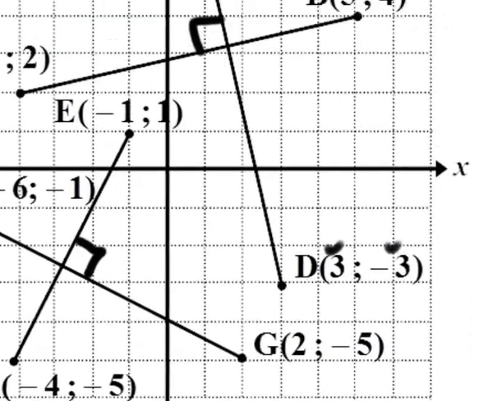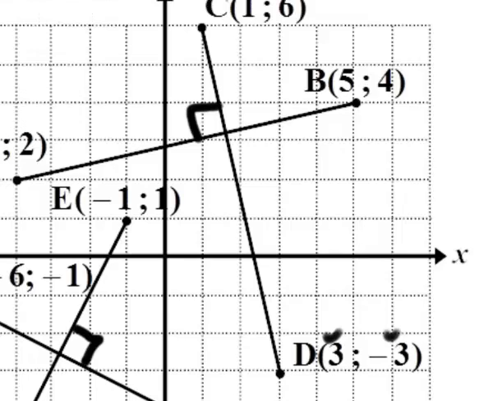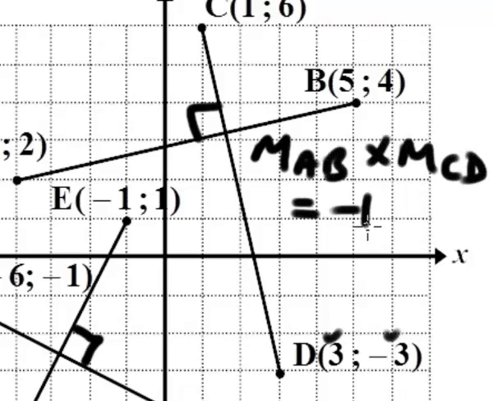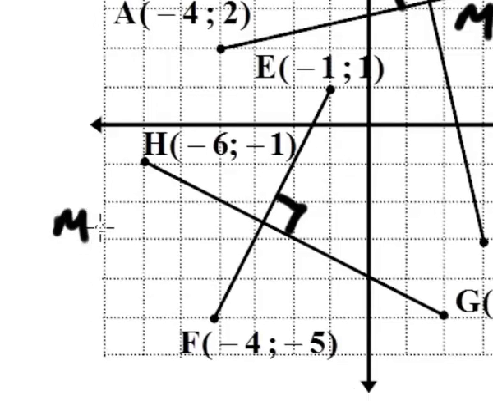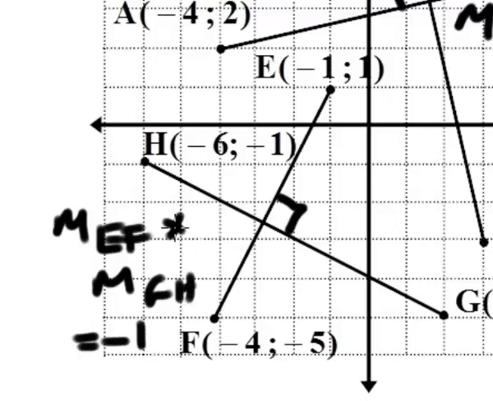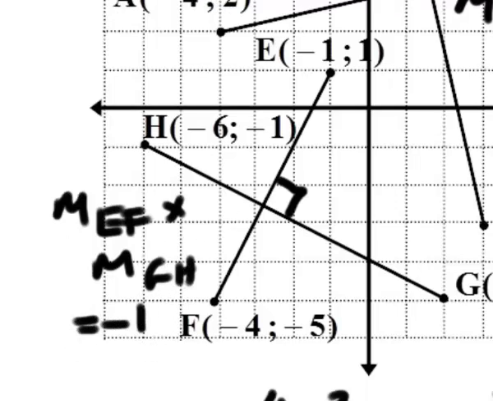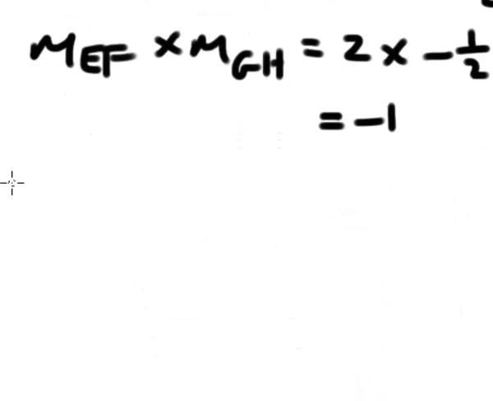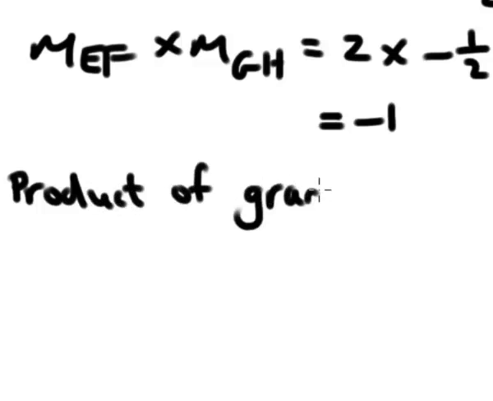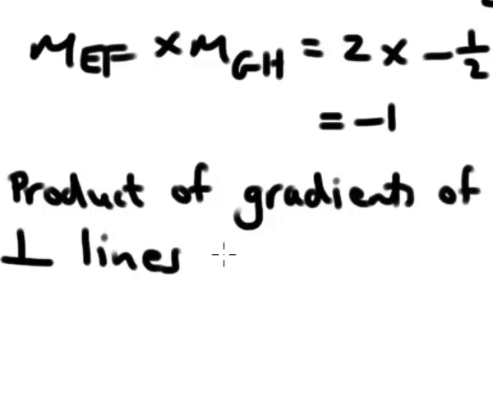So when you're dealing with perpendicular lines, the product of the gradients, the gradient of AB multiplied by the gradient of CD equals negative 1, and likewise the gradient of EF multiplied by the gradient of GH will then also equal negative 1. So what is the conclusion here? Parallel lines have equal gradients, but the product of the gradients of perpendicular lines equals negative 1. The product of the gradients of perpendicular lines is equal to negative 1.